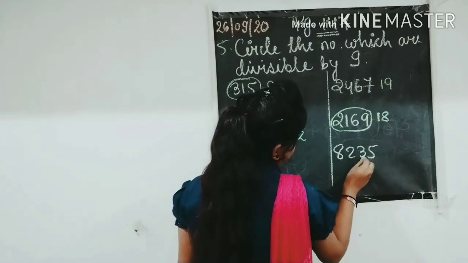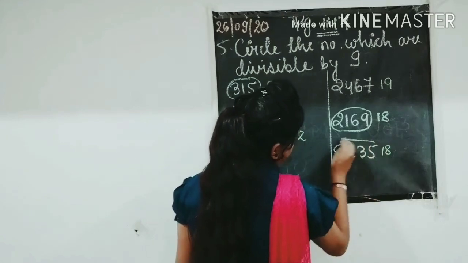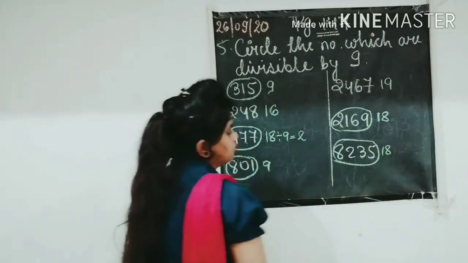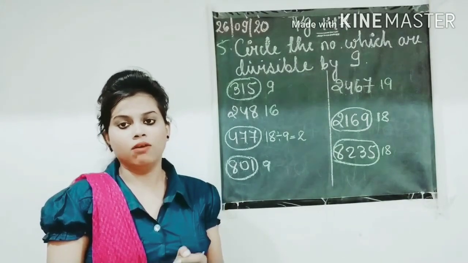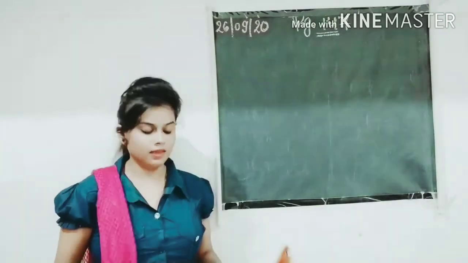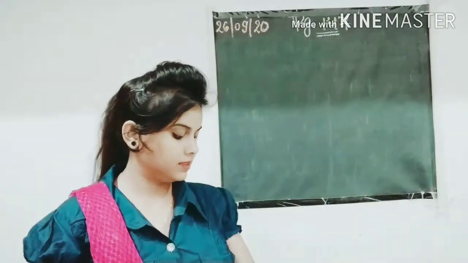8 plus 2 is 10. 10 plus 3 is 13. 13 plus 5 is 18. So 18 again is divisible by 9. So circle the number. This way you have to find out the divisibility of all these numbers. Your next question is given in your textbook, page number 147.